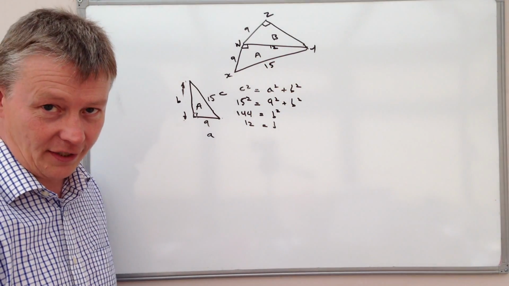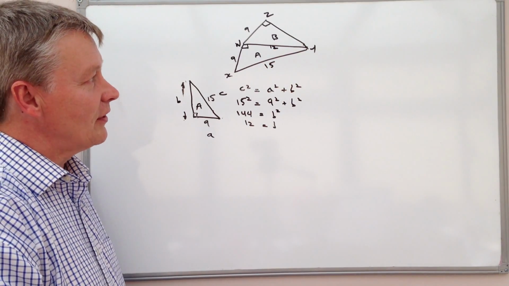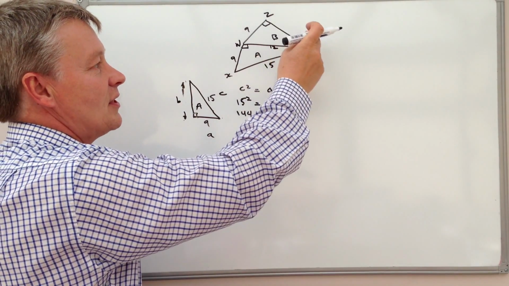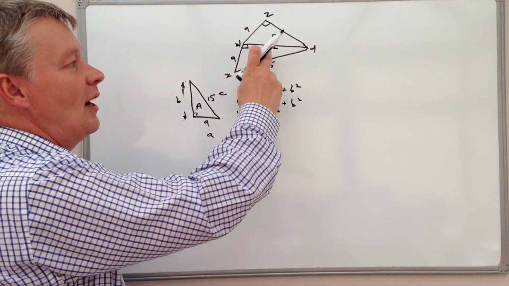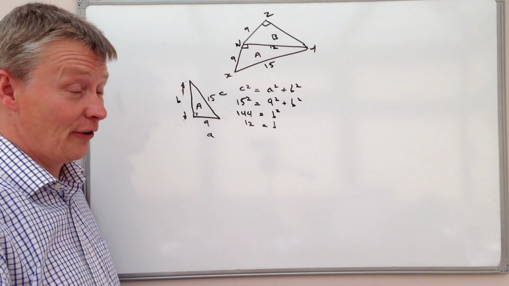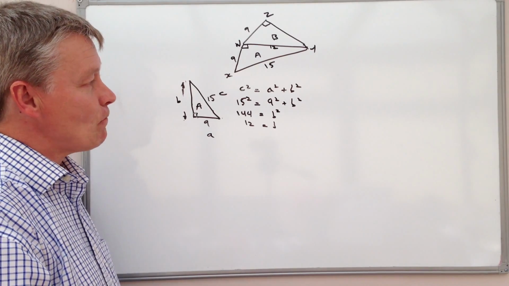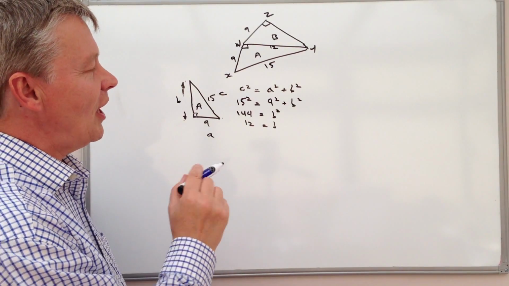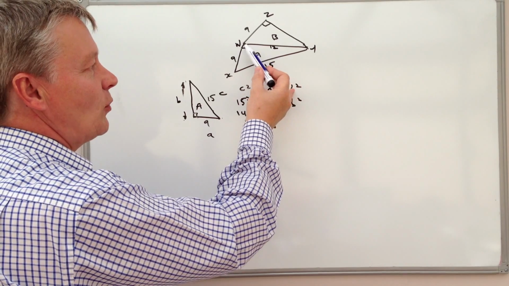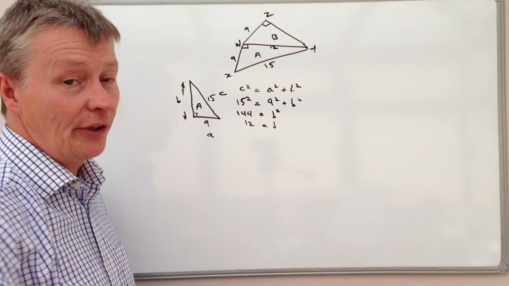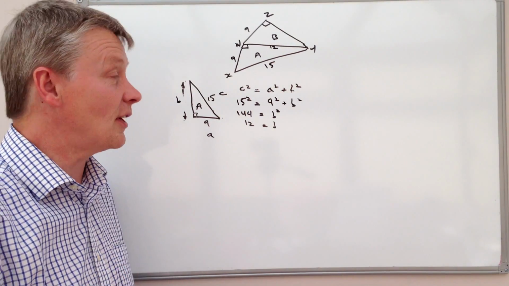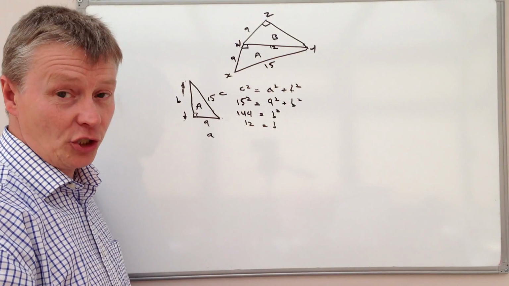Well, that's great. So what I need to do now is just make sure that ZY is either 12 or something different to 12. So I'm going to check. I'm not entirely sure that this 12 along here, this line, even though in the drawing it looks like it, will be 12, so I need to check that.